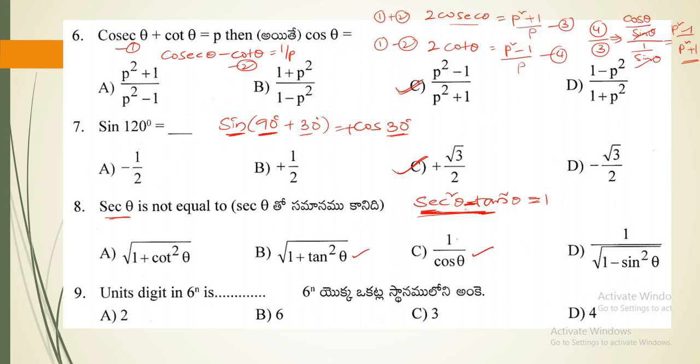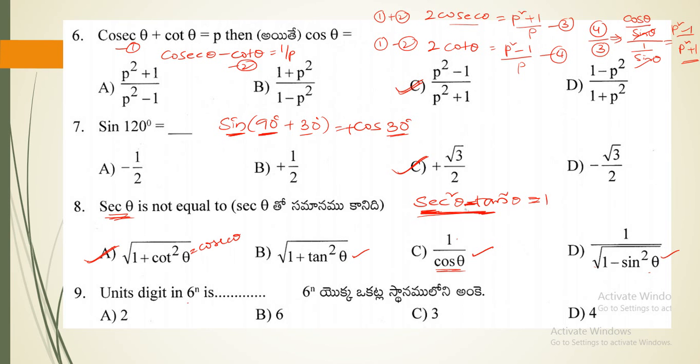Next, 1 by cos theta. So cos theta I can write as square root of 1 minus sin square theta. So this is also correct. That means secant theta is not equal to square root of 1 plus cot square theta. So if for suppose cosecant theta is given, then we can say that root of 1 plus cot square theta is equal to cosecant theta. So this is equal to cosecant theta, but what he has given? Secant theta. So clearly this is not equal.